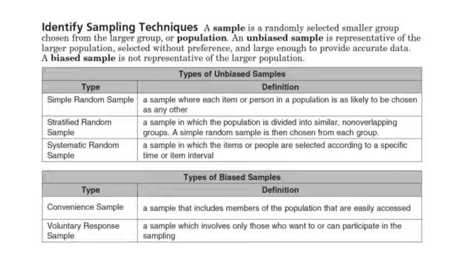Okay, so it's really biased. I ask only a specific amount of people, or I ask the question in a way where I only get information from certain people. So there are three types of unbiased samples. Actually, there's more than that, but we're going to talk about three types of unbiased samples. The first one is a simple random sample. So a sample where each item or person in the population is as likely to be chosen as any other.